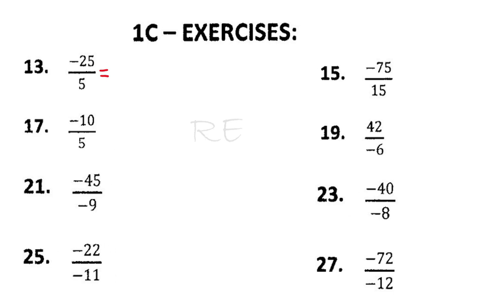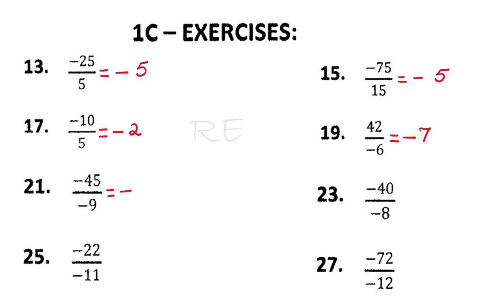A negative over a positive is negative. Negative 5. A negative over a positive is negative, and it's negative 5. Negative over positive, negative. Negative 2. Positive over negative, negative. Negative 7.